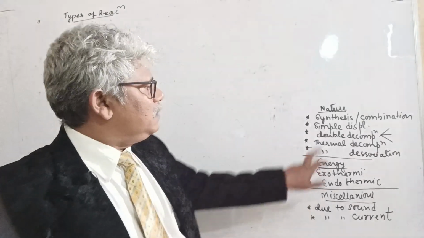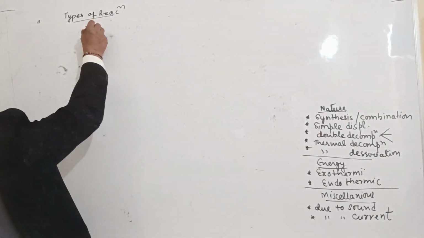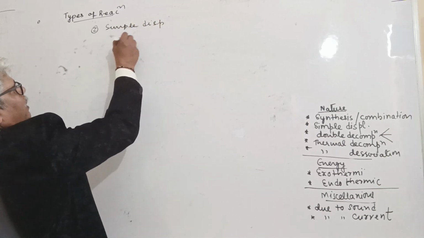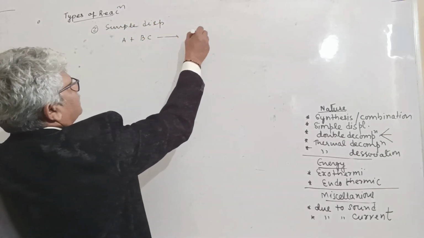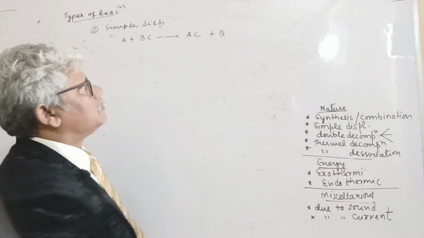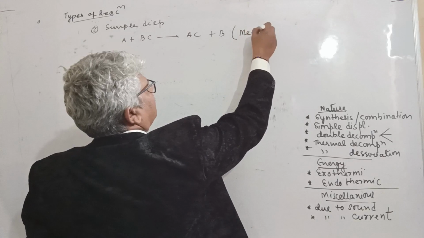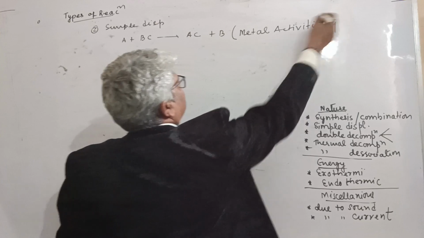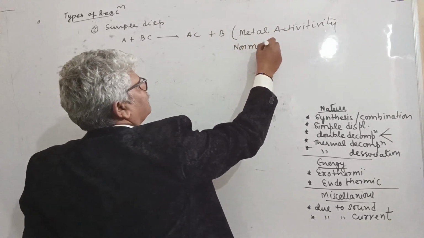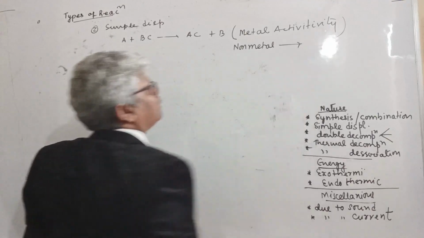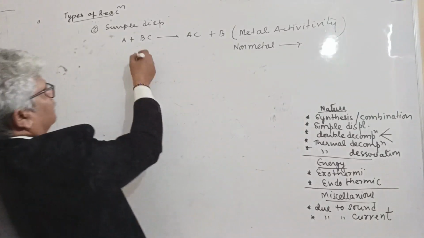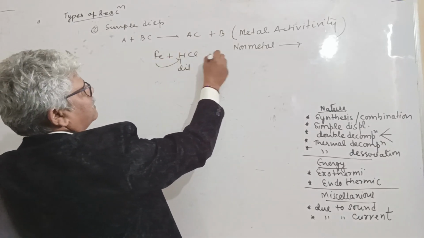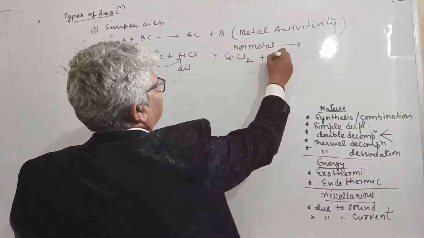Now we come to the second type, which is simple displacement. A with BC giving AC plus B. What is followed? Metal activity series, or for that matter non-metal activity series. Let us see metal activity series first. Iron with dilute hydrochloric acid. Iron can displace hydrogen, giving iron 2 chloride with H2.